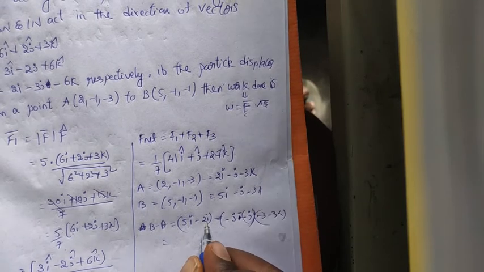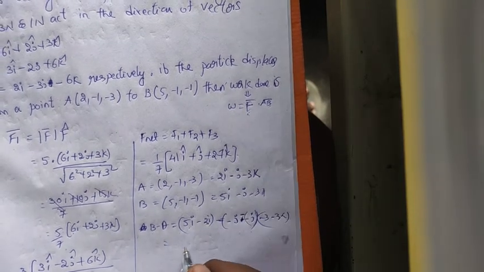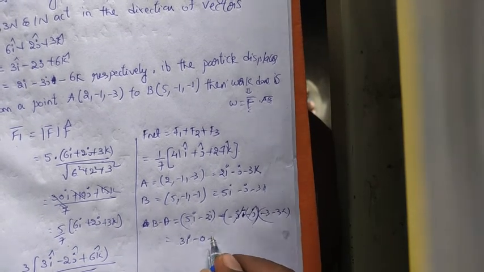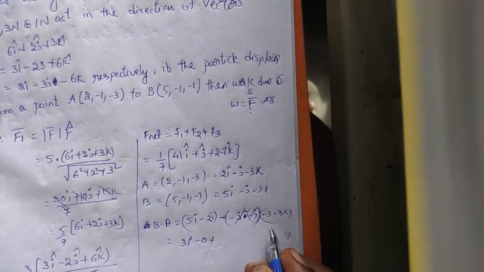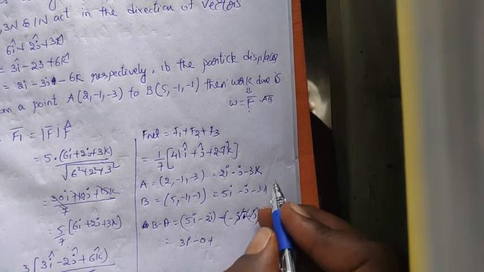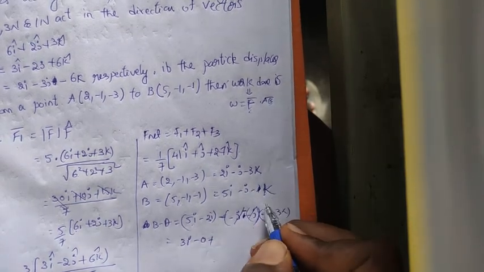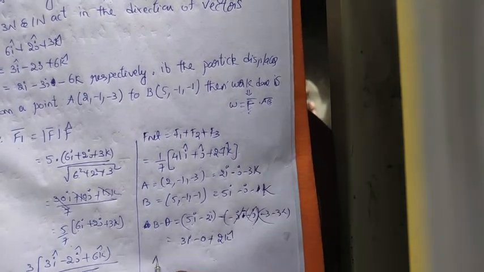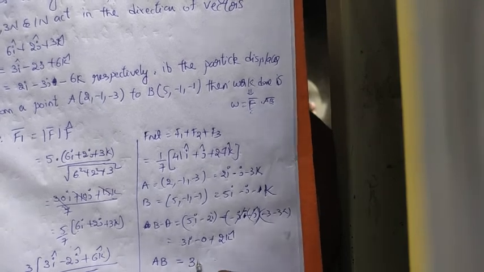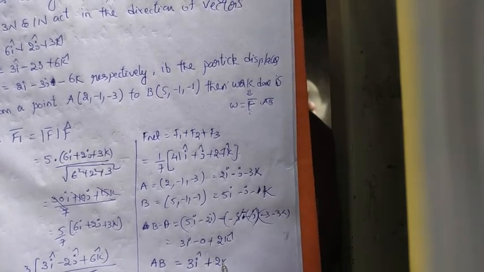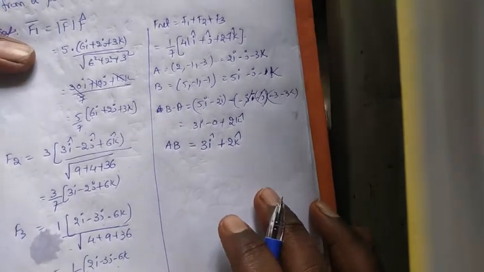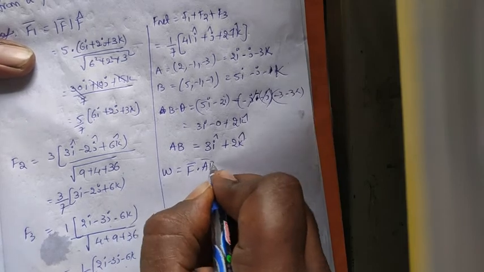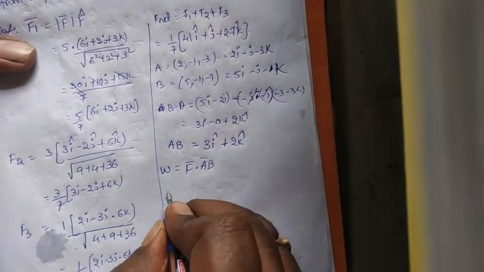So if you do this, 5 minus 2 is 3i, and these j terms all cancel each other here. Next, here it is only k. So 3 minus 1 is 2k. So finally AB we get as 3i plus 2k. Finally we need to find the work done. Work done is the product of force and AB, that is the dot product.